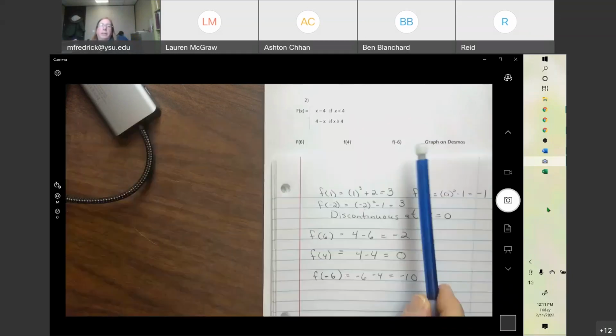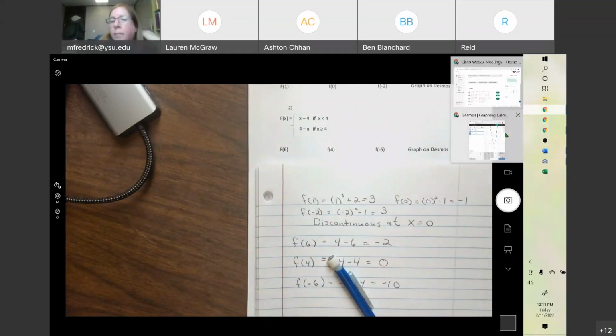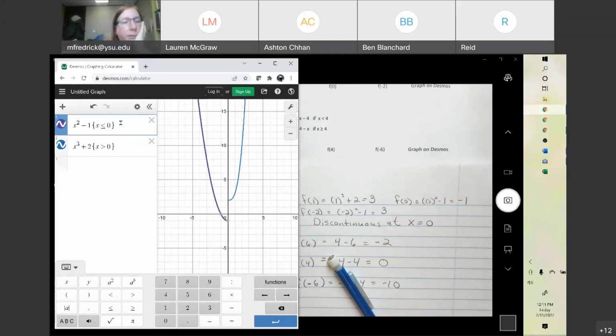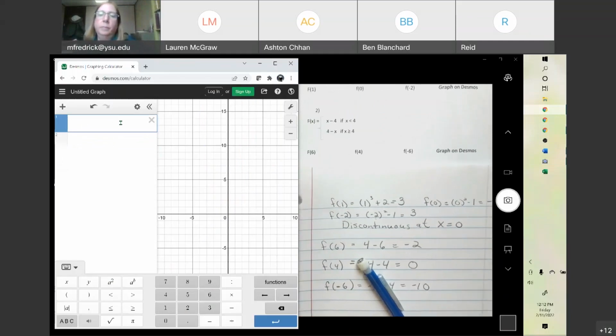Okay, go ahead on Desmos and graph it. So clear the ones that are there. And put these two.